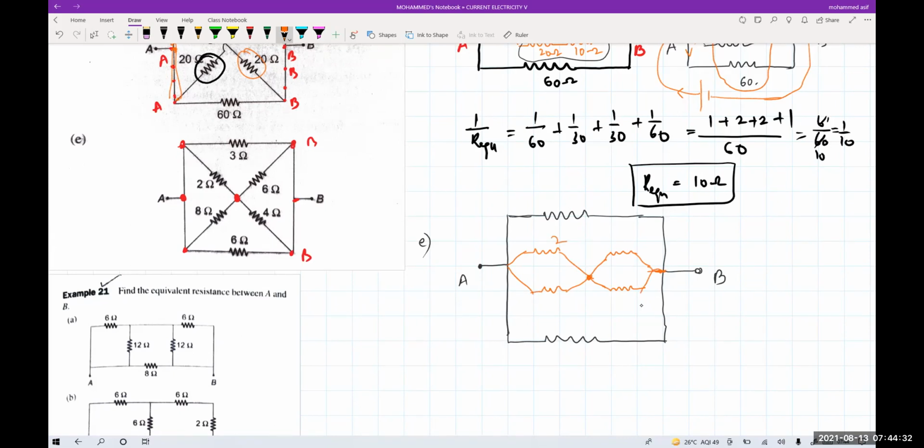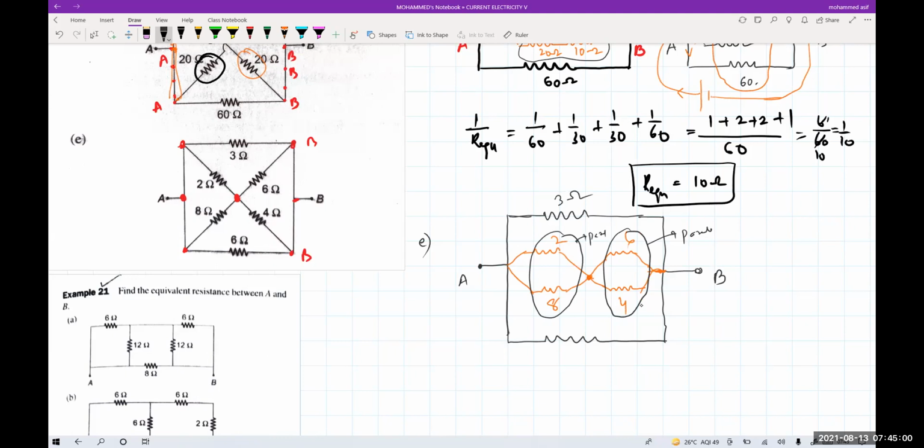So this one is how much? 2. And this one will be your 8. This one will be 6. And this one will be 4. Is it clear? Yes, sir. Now tell me, 2 and 8 are in which combination? Parallel. This one is also in parallel. This one is also in parallel and this one is also in parallel.